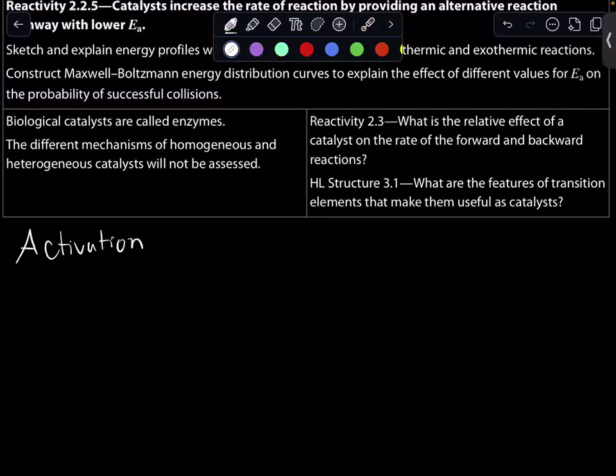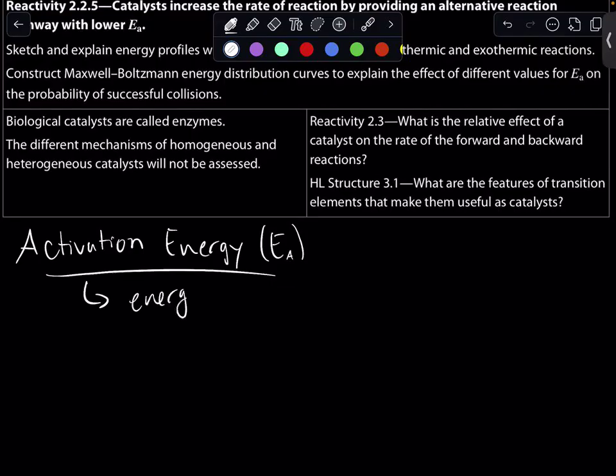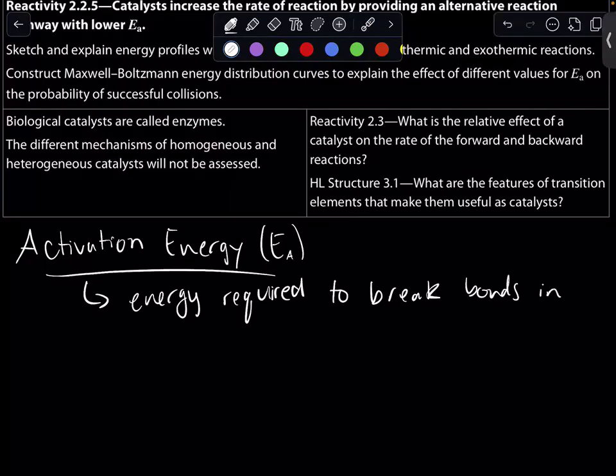So as we just said in that previous reading, activation energy, or E sub A, I use capital A. I think the DP uses lowercase a. It doesn't matter too much. It is specifically the energy required to break bonds in reactants. Because whenever we have a chemical reaction, we first have to break the reactants apart, and that's to achieve a transition state.